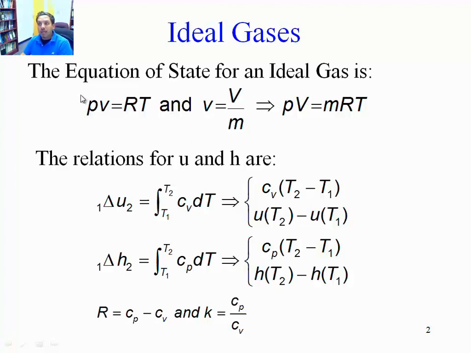We can also express this equation of state in terms of the absolute volume, not necessarily the specific volume, knowing that the specific volume is the total volume divided by the mass. So pressure times volume is equal to the mass times R times T, where R is the particular gas constant. Every gas has a different constant: air has a different constant than hydrogen, which has a different constant than CO2, and so on and so forth.